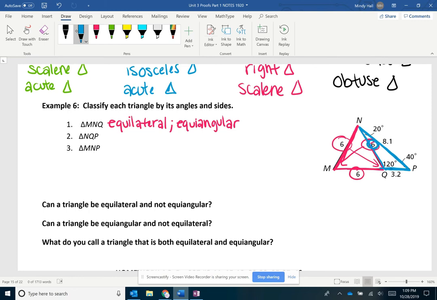All right, so then for NQP, so that's going to be N to Q to P. We would have 6 as one side, 8.1 is the other, and 3.2 as the third. So this is a scalene triangle. And then looking at the angles, we have 1 obtuse. So this would be an obtuse triangle.